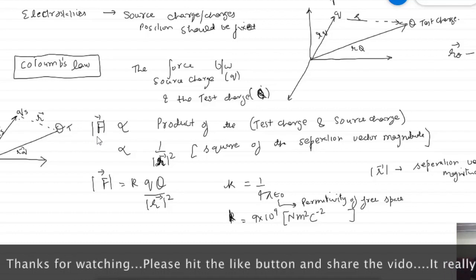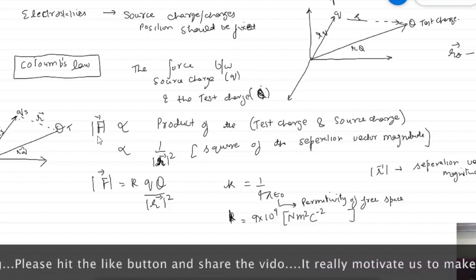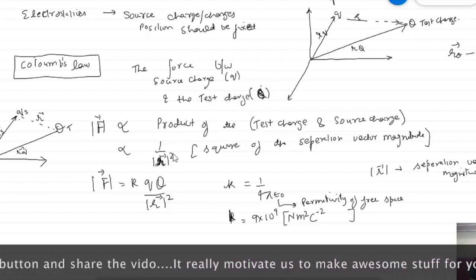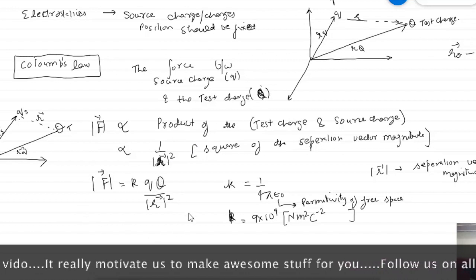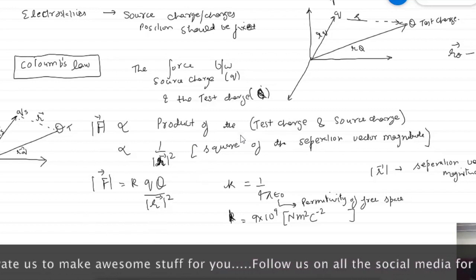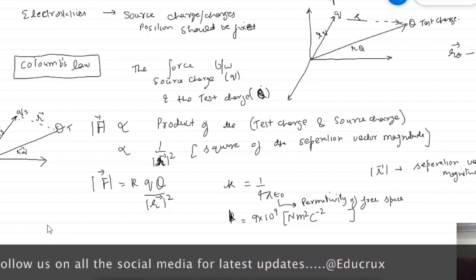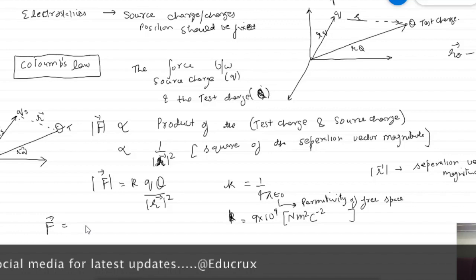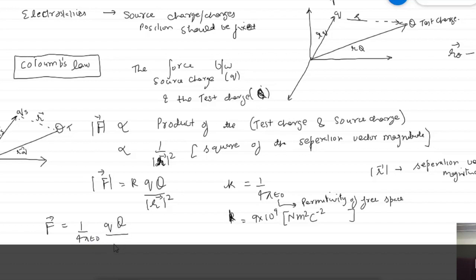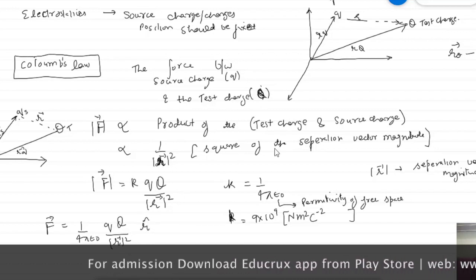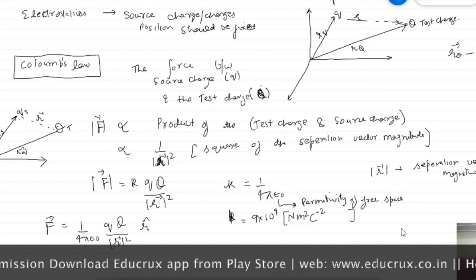So my F vector, that is the force, magnitude of the force between these two charges, is given by this formula, and the direction of the force is along this separation vector. So my F vector will be equal to 1 by 4 pi epsilon naught q into capital Q by R vector mod square into R cap. And R cap, so I'll write it down over here.